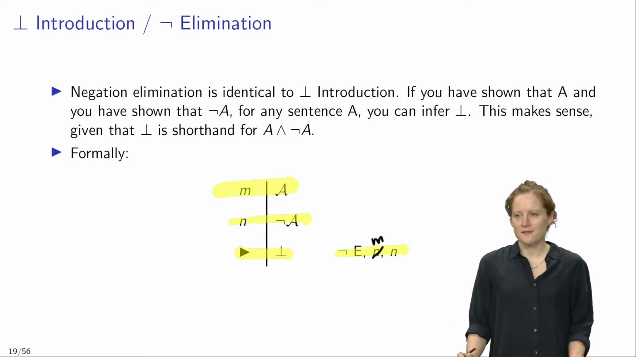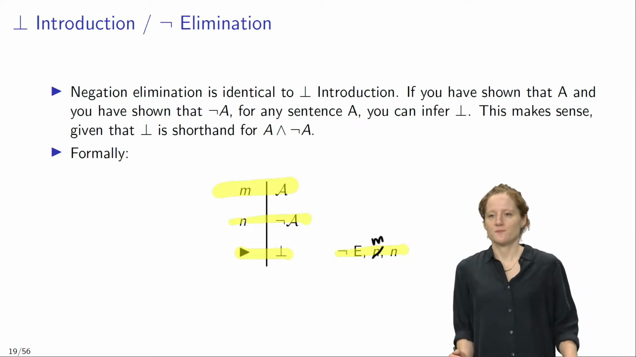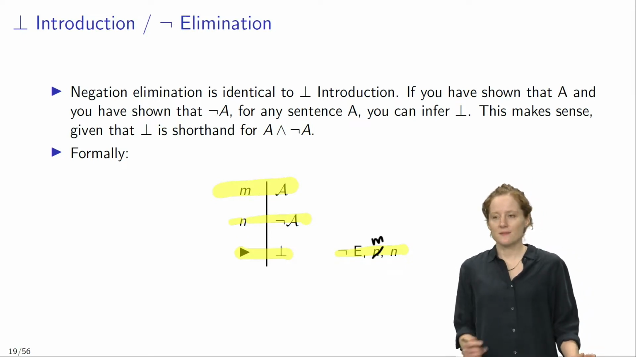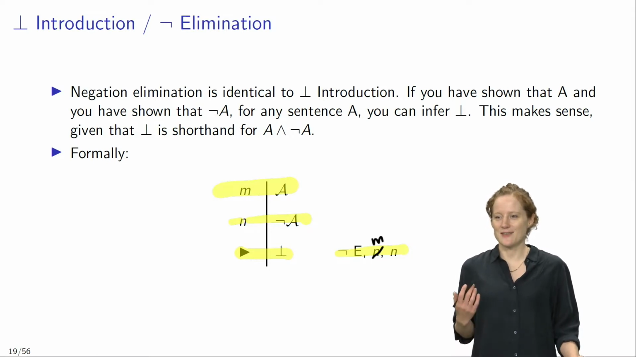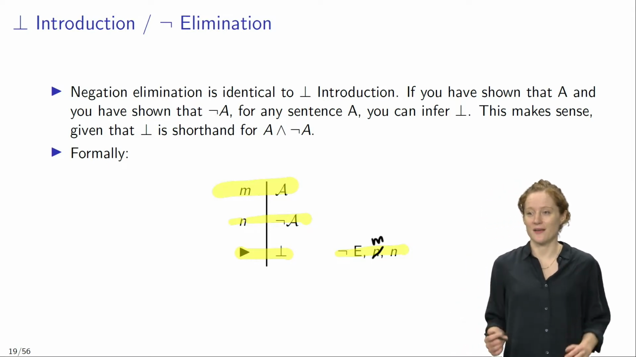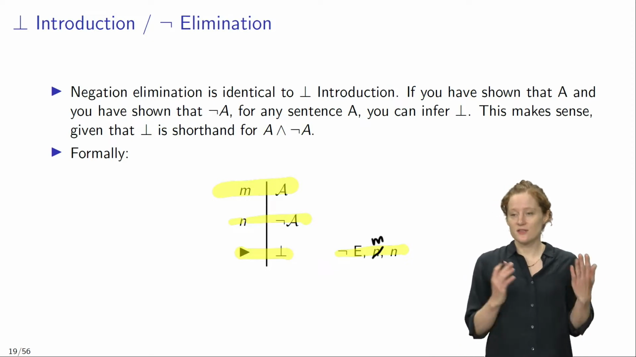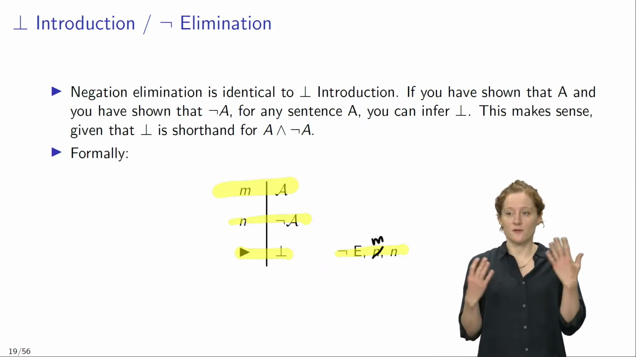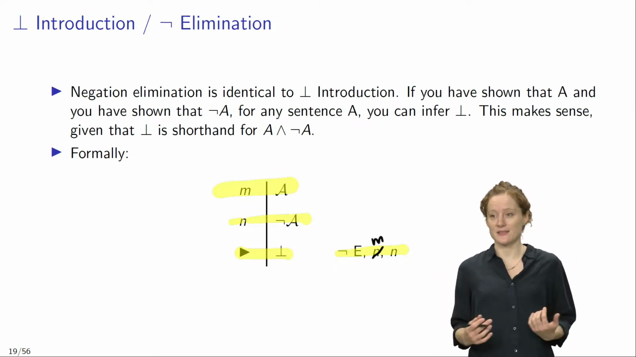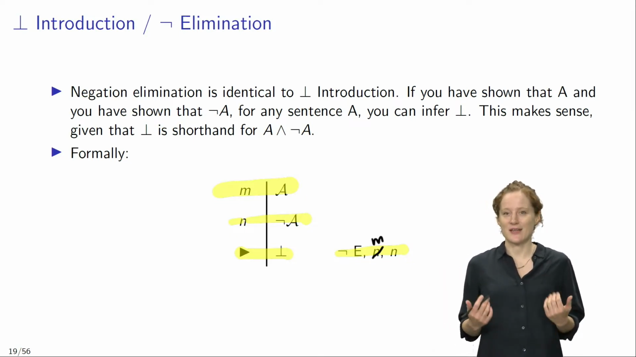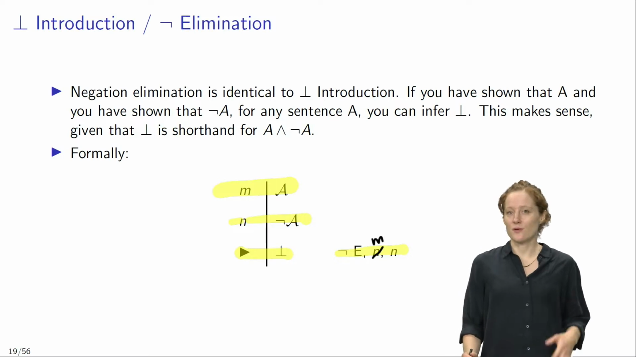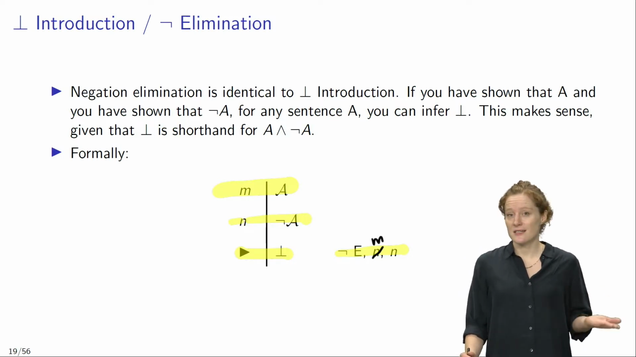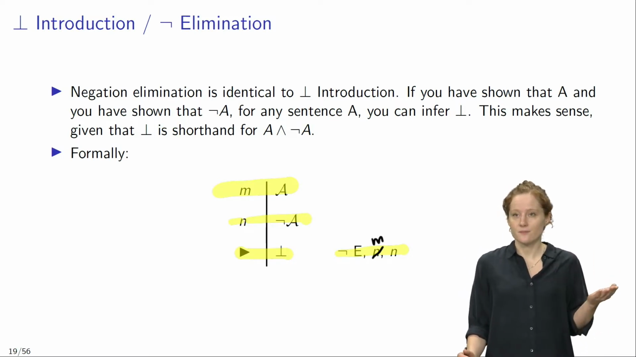Now, why do we have two names for this rule? Well, the basic reason for this is that there's a justification, a kind of thought, behind the name for the rules. So the introduction rule for a connective always tells us how we can infer a sentence that has that connective as its main connective. So the rule bottom introduction tells us how we can infer bottom.